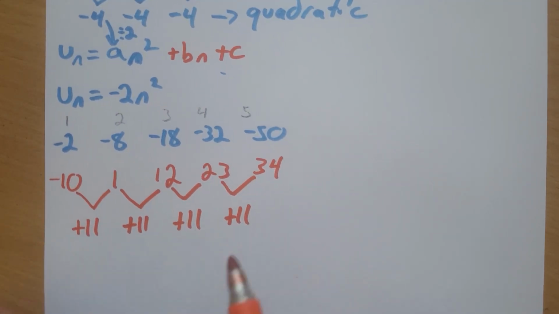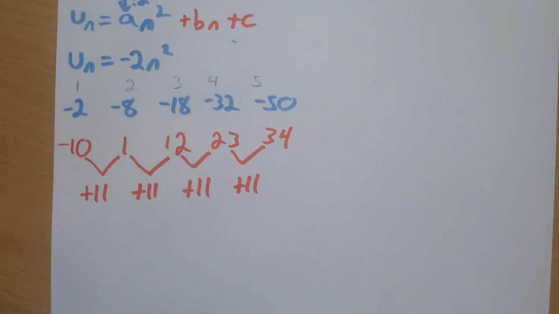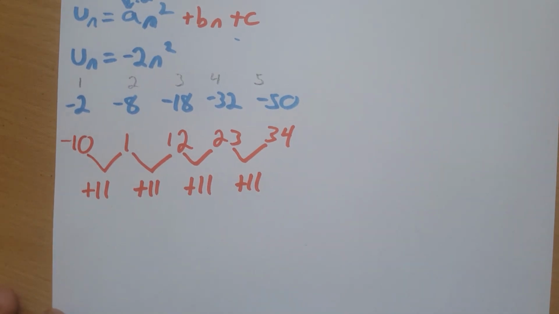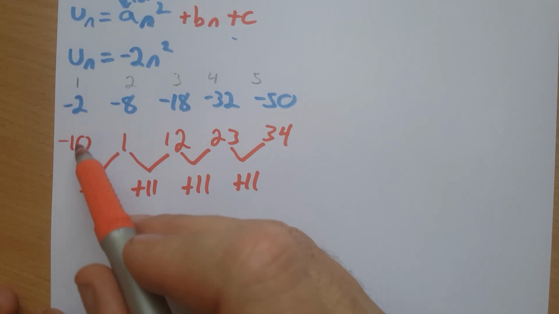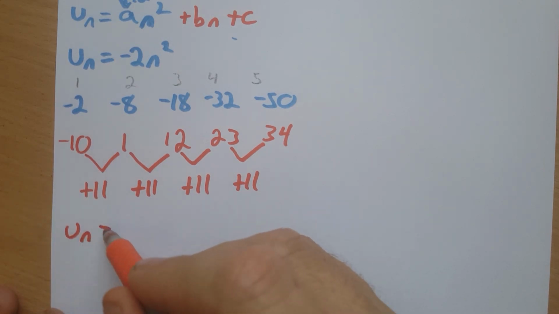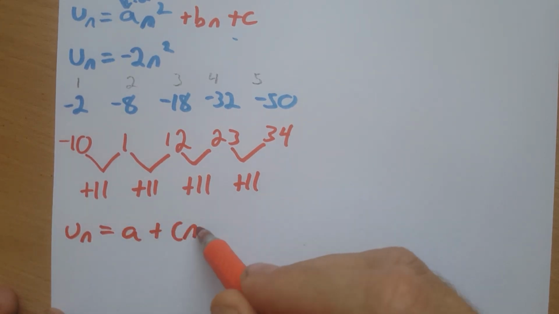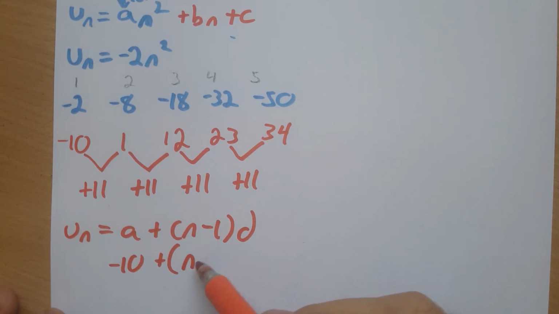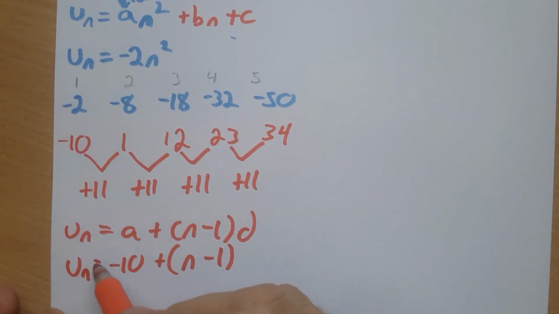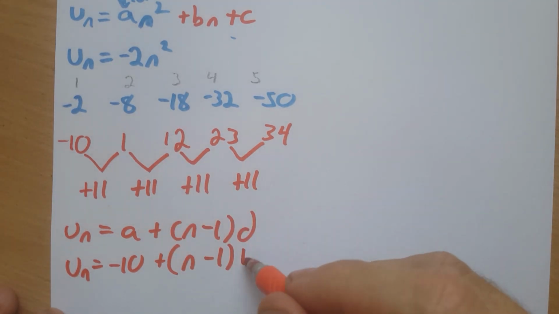So you're adding 11. That should tell you, if you're watching this video, I'm assuming you know how to find the nth term of an arithmetic sequence. And so that's kind of where we are. And so we know our first term. So the formula for that is un equals a plus n minus 1 times d. And so the first term is negative 10. N is still n, because we don't know the specific term we're looking for. D is the common difference, and that's an 11.